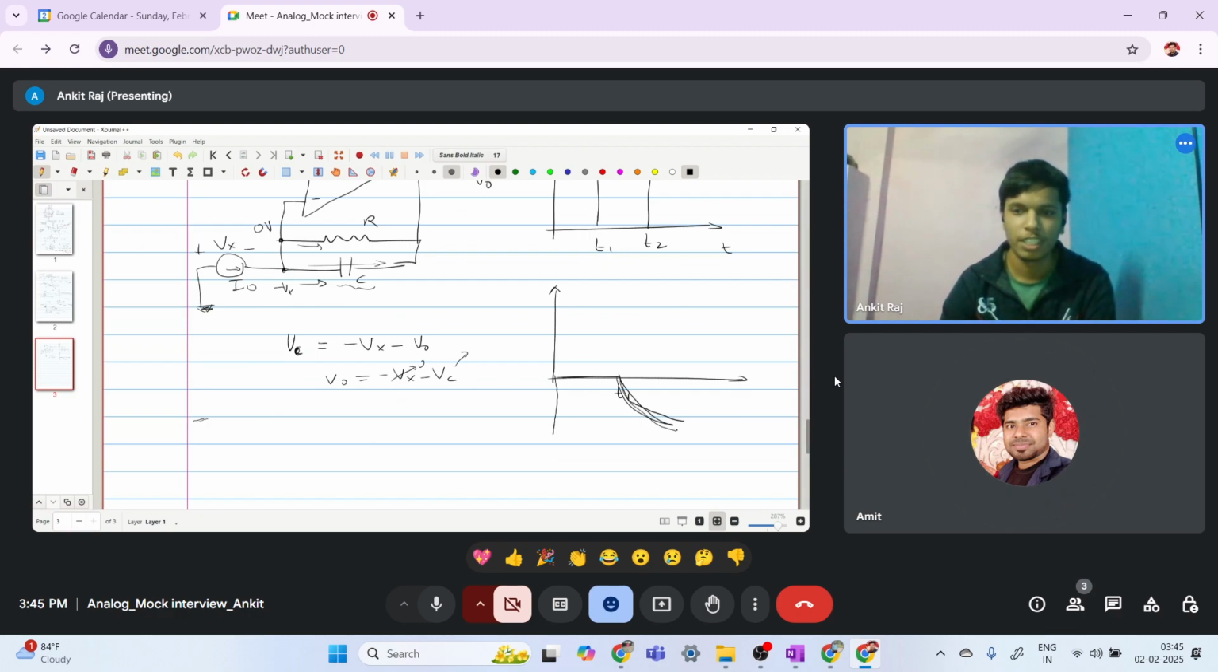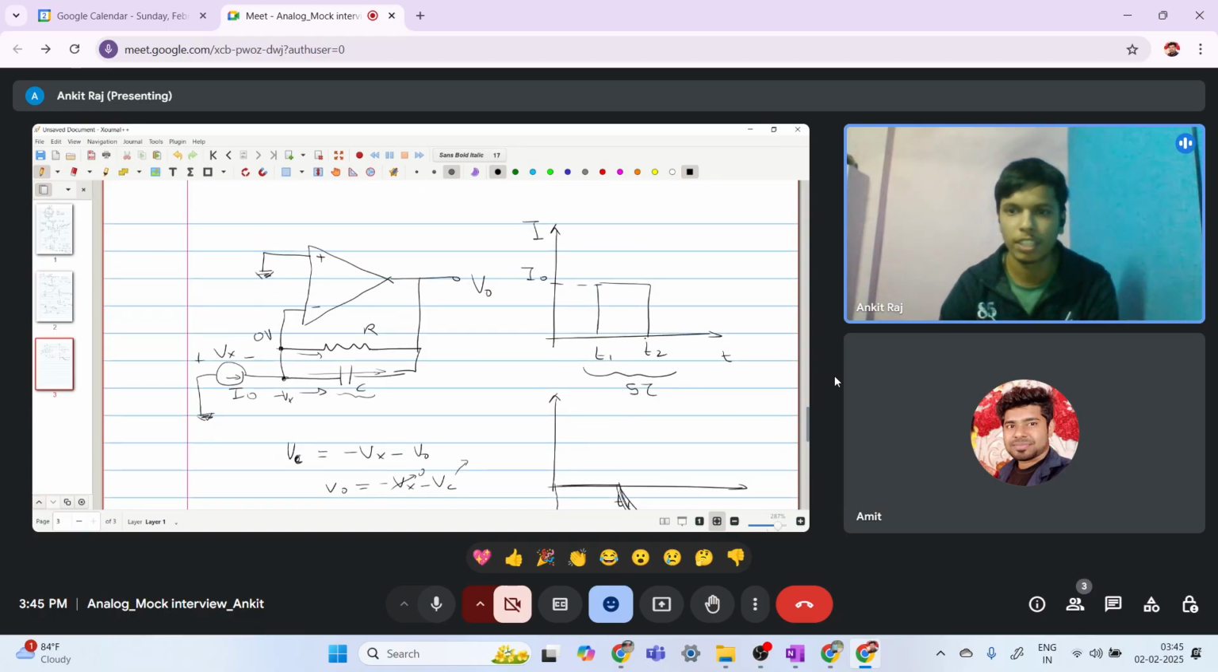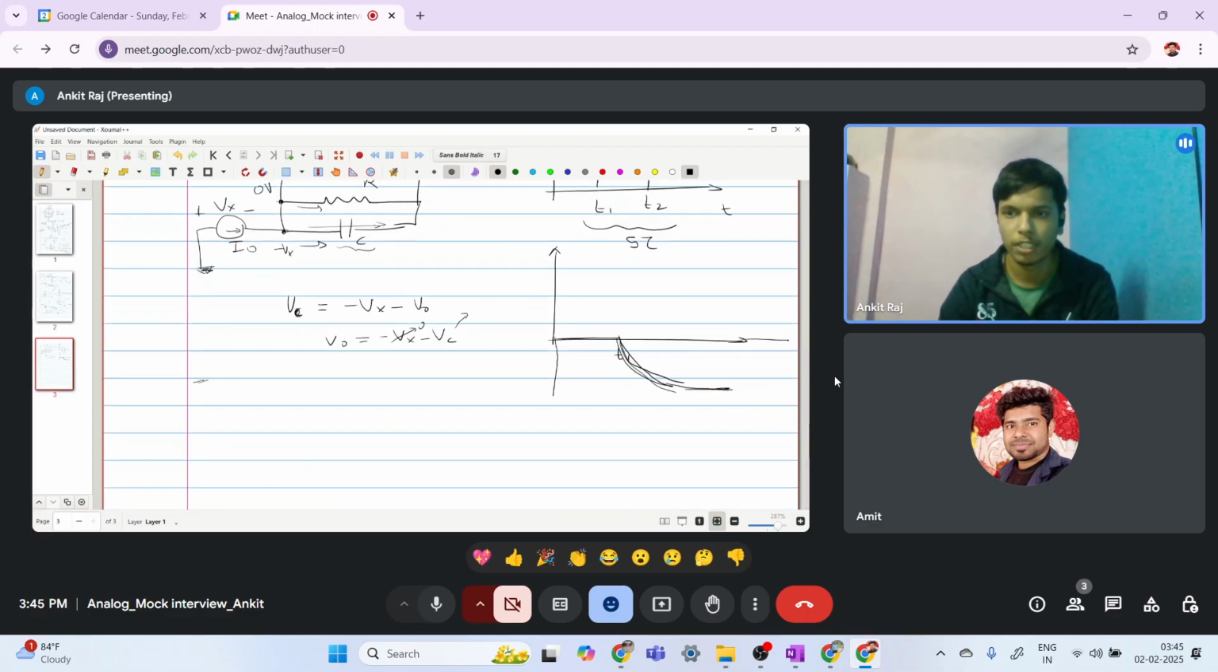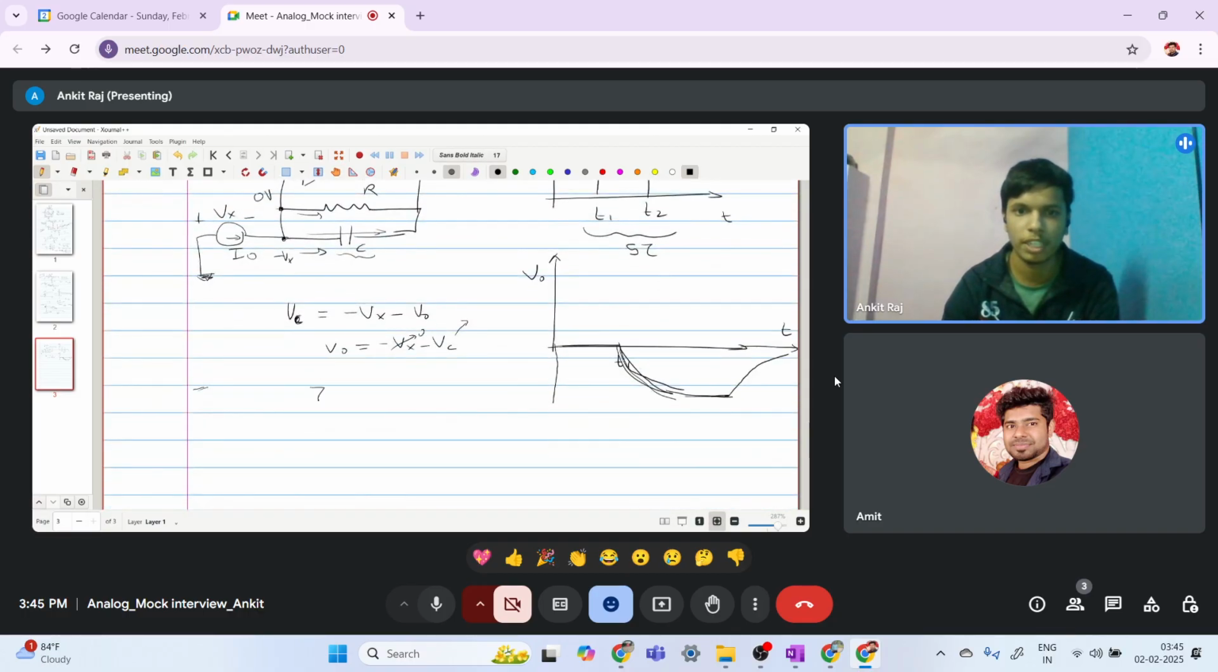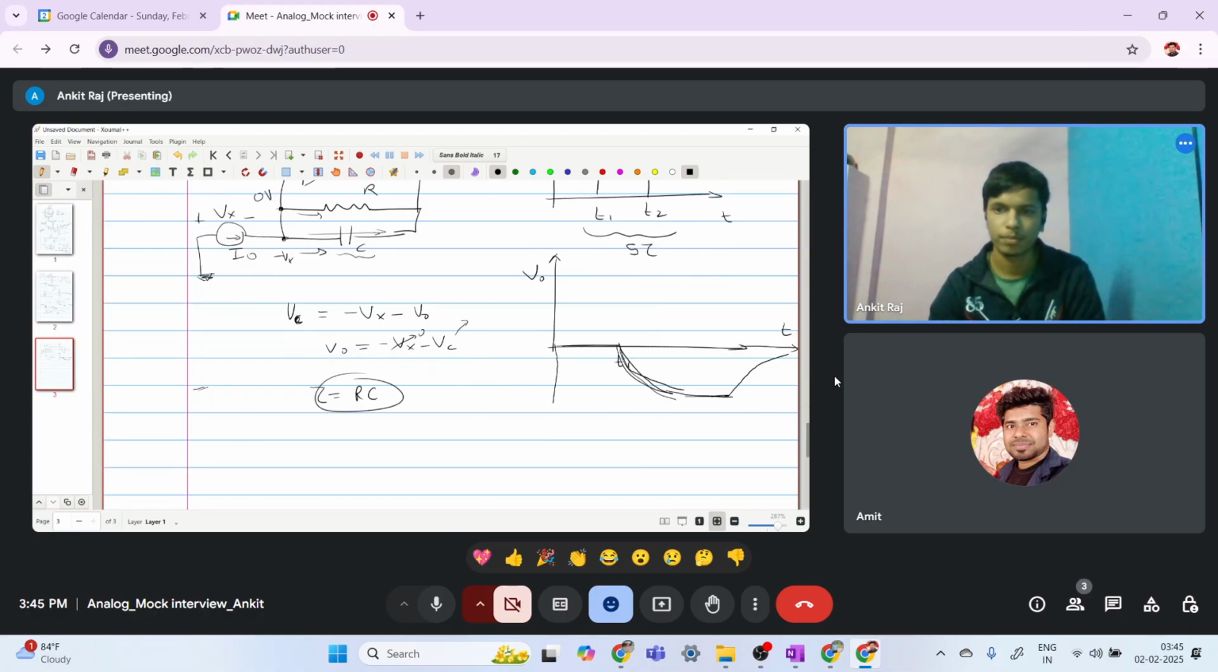If this time period is much greater than 5 tau, the steady state will also be reached. After T2, the capacitor will start going towards zero exponentially. V naught will behave like this. The time constant will be RC. The steady state is reached when the capacitor is open circuited, so the complete current flows through R1.